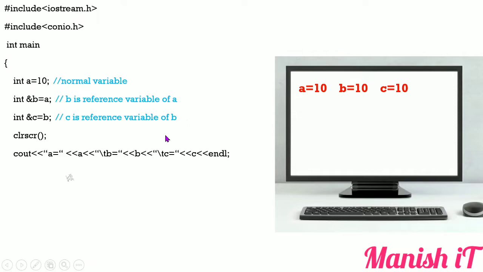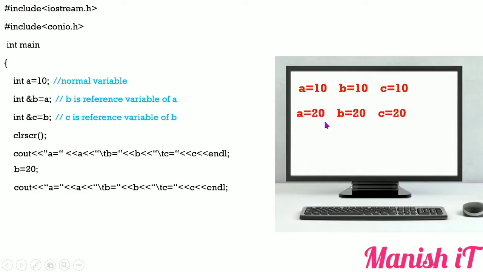Now I want to change the value b equals to 20. So how is it printing and how is it looking: a equals to a, b equals to b, and c is printed. After the execution of this line, it simply gives a equals to 20, b equals to 20, and c equals to 20. Now I want to change the value of c, so c equals to 30.